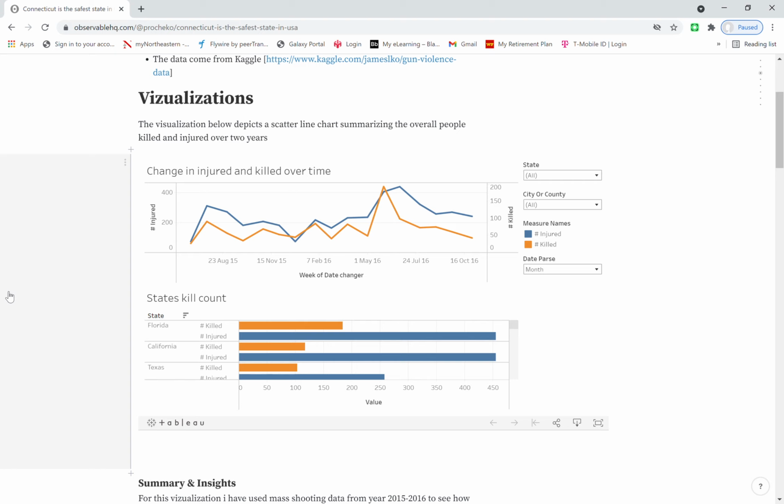We see that there's a spike towards July in 2015, and there is another spike towards May and June. So we can definitely say that during summer months, people are more violent and are more prone to get injured or killed during an attack.